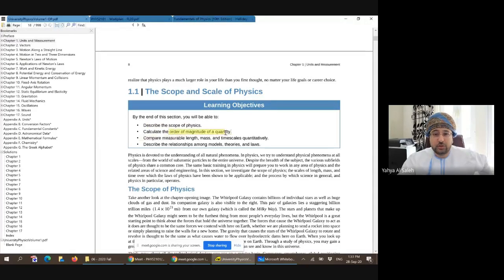In the tutorial, you will do some questions, you will understand. There is no memorization. Compare measurable length, mass, and time scales quantitatively. There is no memorization. It's about understanding.